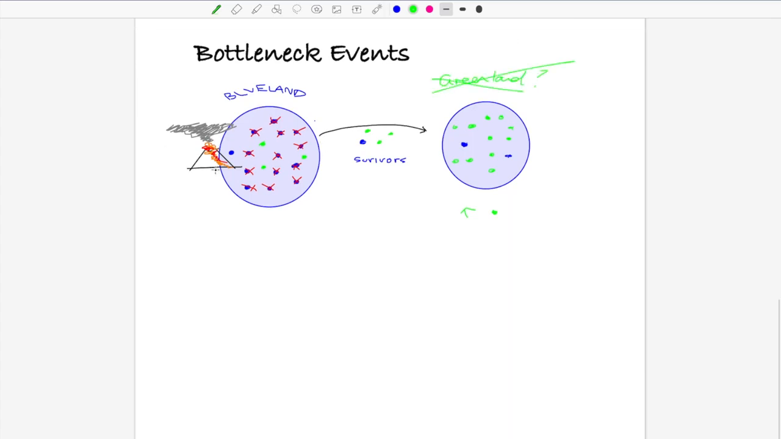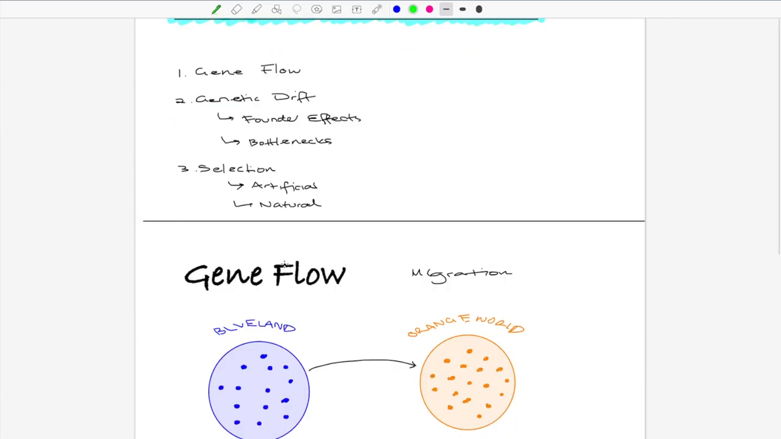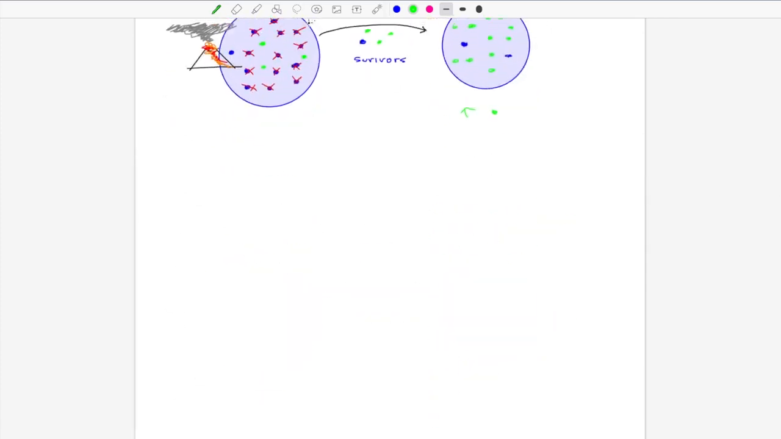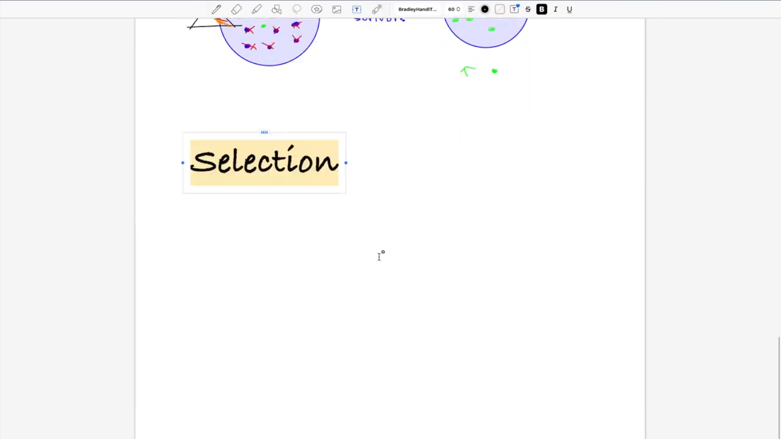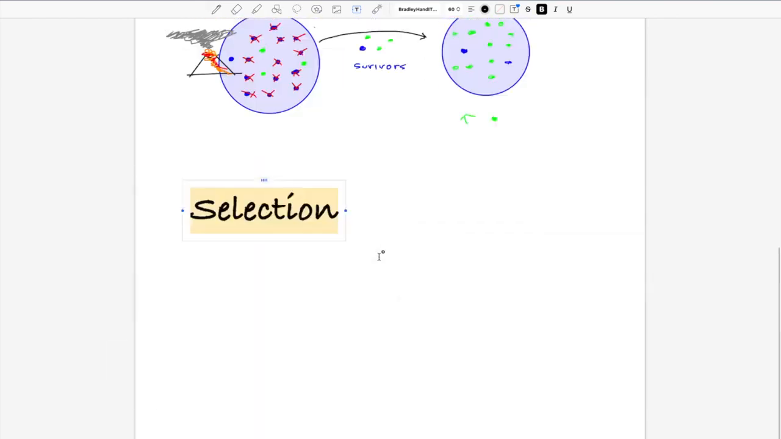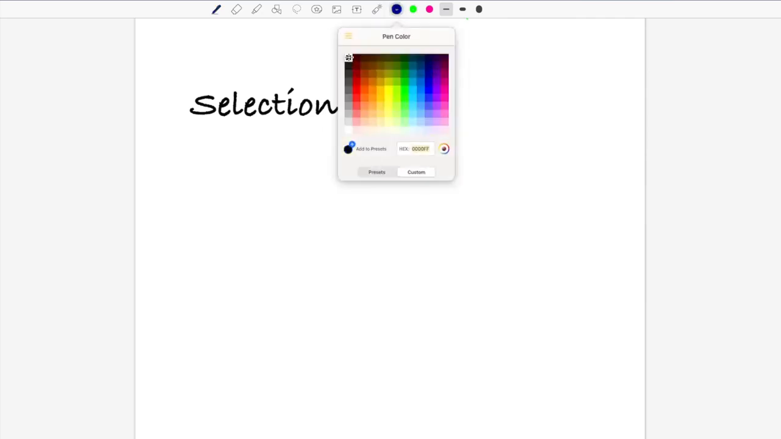And then the third and final type is selection. So again, selection has two different types of process, we'll say. One of them is natural selection. This is really the crux of the Darwinian evolutionary theory, and that is that advantageous traits will be selected for by nature, and disadvantageous traits will be selected against.